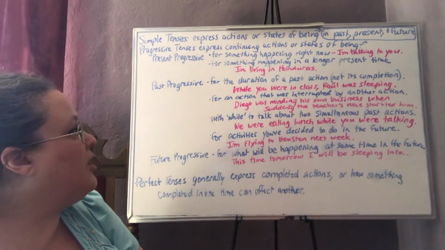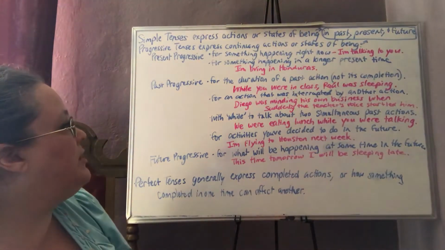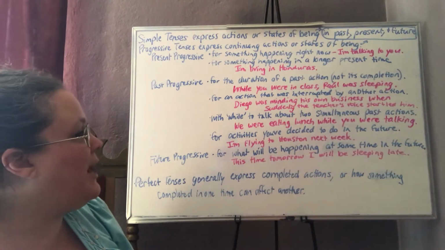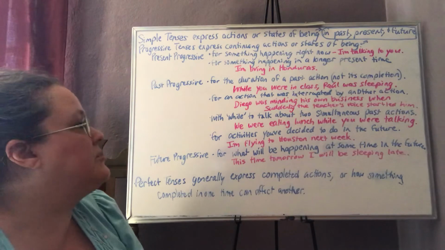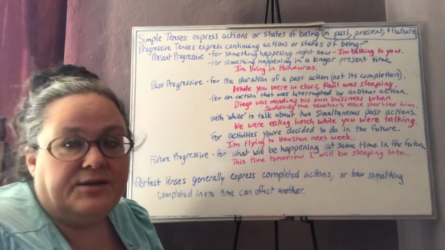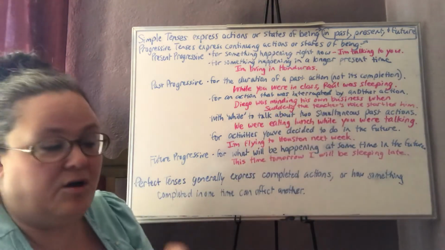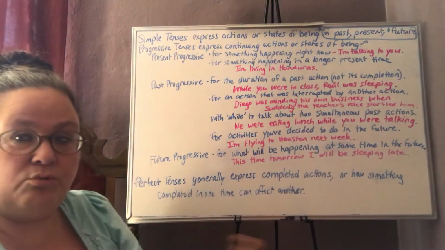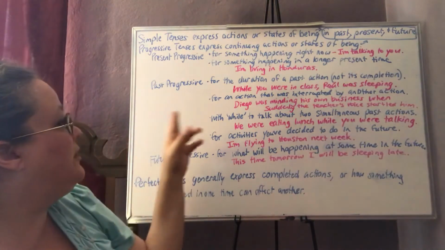Past progressive also expresses continuing actions or states of being, but it's for the duration of a past action, not its completion. So while you were in class, there's the duration of something. Raul was sleeping. So all that time that you were in class, Raul was sleeping. You can probably hear my cat meowing.